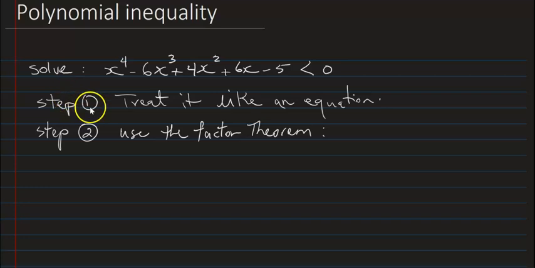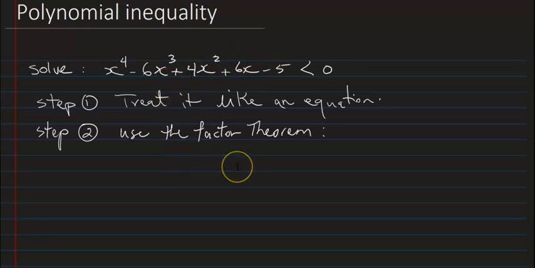Step 1, we're going to treat it just like an equation. This inequality, we're going to treat like an equation, so equal to 0. And we're going to use the factor theorem to find the x-intercepts, or the roots or the zeros, of this polynomial function.